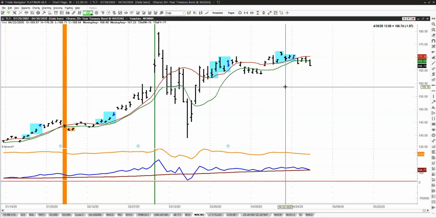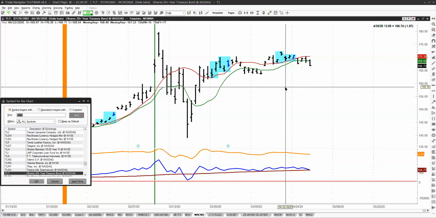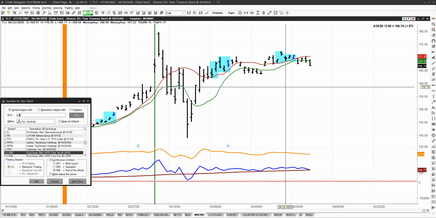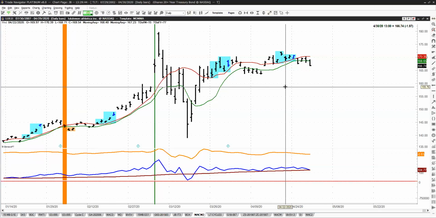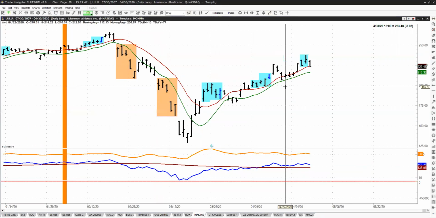This next one is a consumer name in athletic gear, Lululemon. And of course, this was a famous winner, going from 128 this year on the low to 266. And then during the big collapse, it went from 266 down to 135. So a half-price sale there. And now we've had that throwback rally. But is this another one that could be rolling over a bit from here?